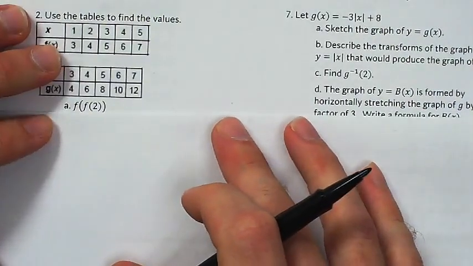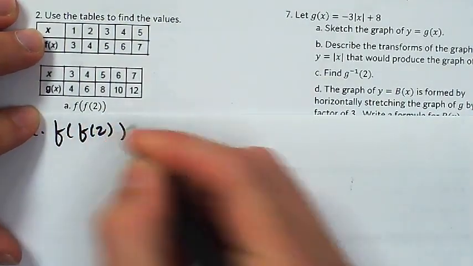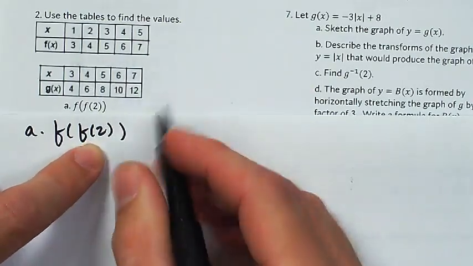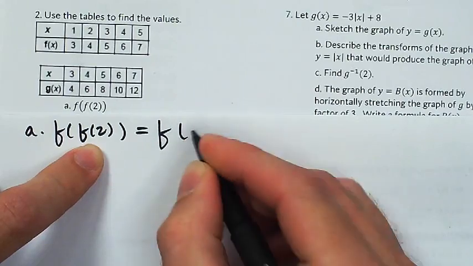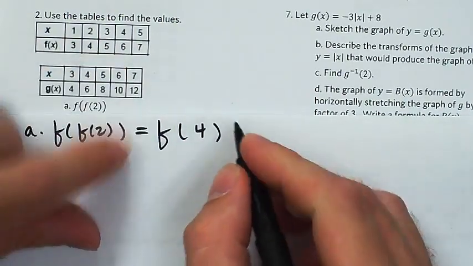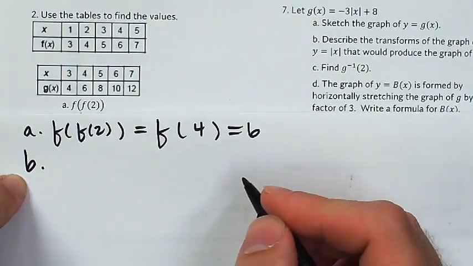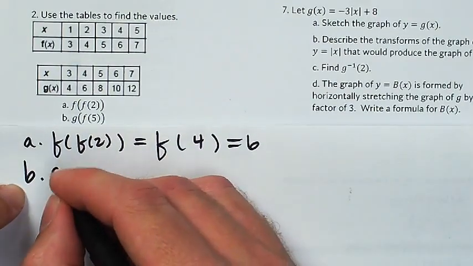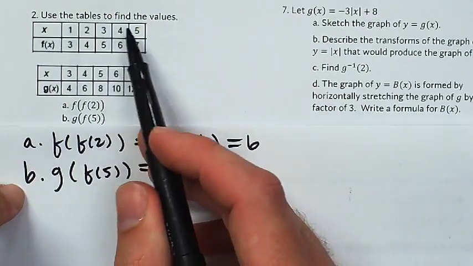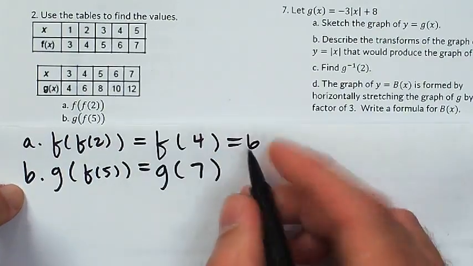f of f of 2. Okay, well, I need to figure out what f of 2 is first so I can plug that into f. So f of 2 is 4. So this is f of 4, because I just replaced the f of 2 with 4. And then f of 4 is equal to 6. B is g of f of 5. So I'm going to need to find f of 5 first and then plug that into g. So f of 5 is 7. So I'll be taking g of 7, and that will be 12.